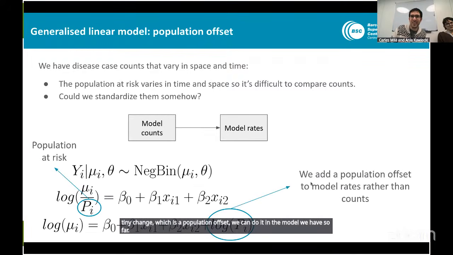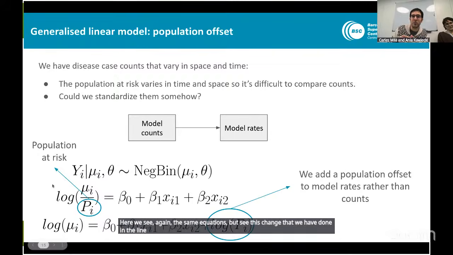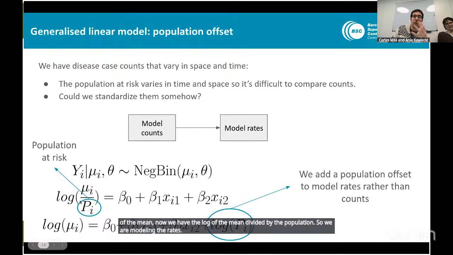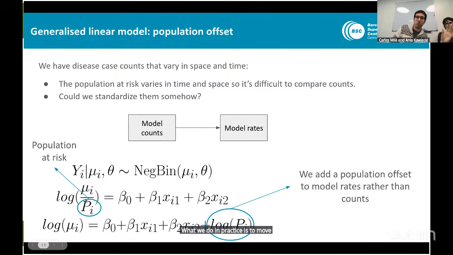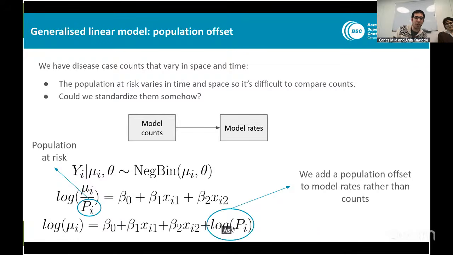Here we see again the same equations, but see this change that we have done in the linear predictor equation. Rather than having the log of the mean, now we have the log of the mean divided by the population. So we are modeling the rates. What we do in practice is to move the population from the left hand of the equation to the right hand of the equation, as you see here in the third equation.